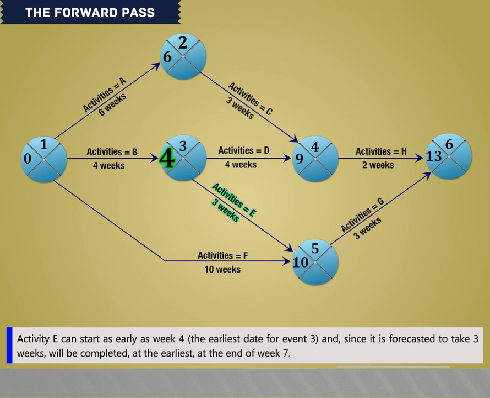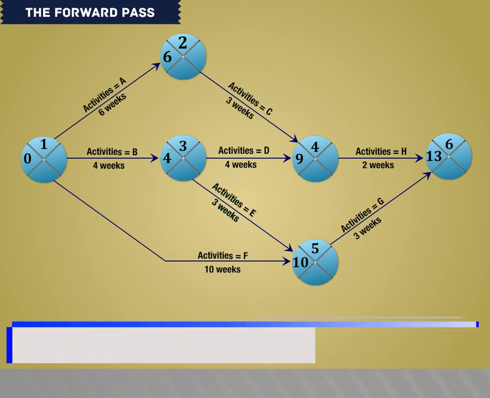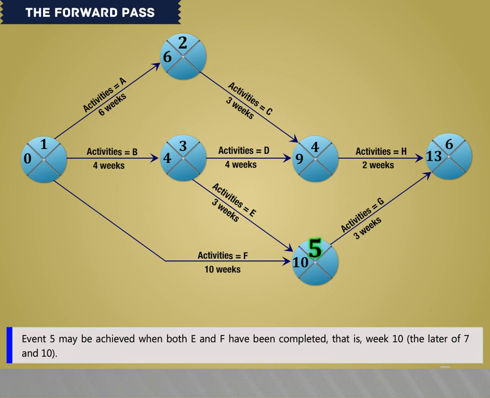Activity E can start as early as week 4, the earliest date for event 3, and since it is forecasted to take 3 weeks, will be completed at the earliest at the end of week 7. Event 5 may be achieved when both E and F have been completed, that is, week 10, the later of 7 and 10.